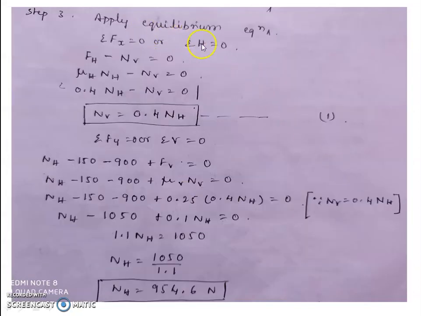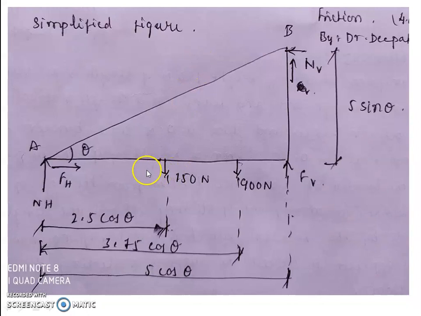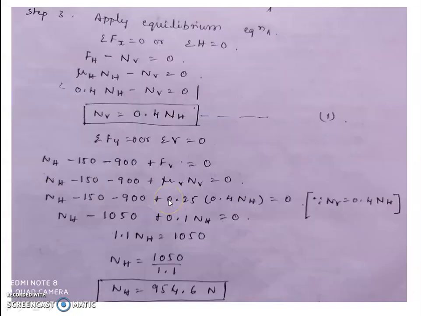Now I will apply equilibrium equations. That is, summation of all horizontal forces, or x direction, is equal to 0. We will see what the forces are in this simplest form. Horizontal forces: this is one horizontal force, this is another. Only 2 are there in this case. FH is positive and NV is negative, because NV is acting towards the left, FH is acting towards the right. FH minus NV is equal to 0.